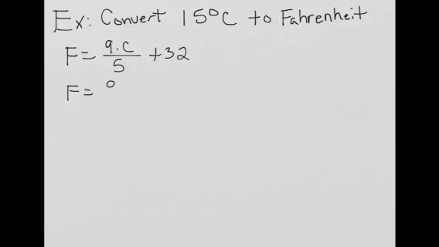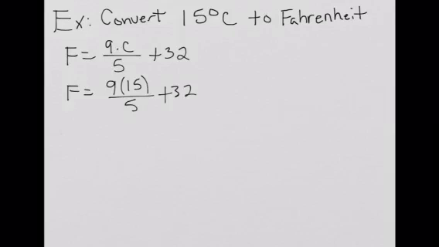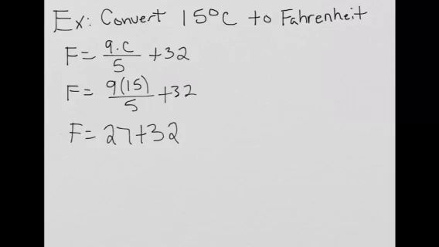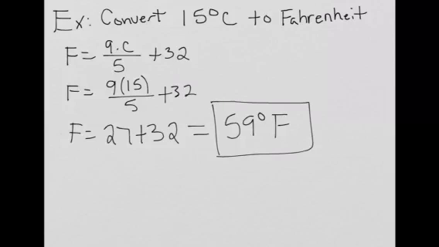So we get 9 times 15 over 5 plus 32. Again, make sure you follow your order of operations. So if we do 9 times 15, we will get 135, and then if we divide that by 5, this comes out to be 27. So we get 27 here plus 32. Now we just add those two values together and we wind up getting 59 degrees, and that is Fahrenheit. So 15 degrees Celsius is equal to 59 degrees Fahrenheit.